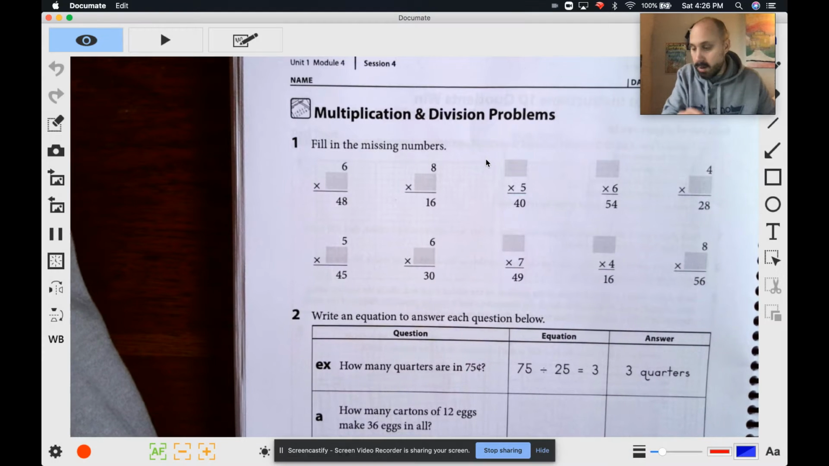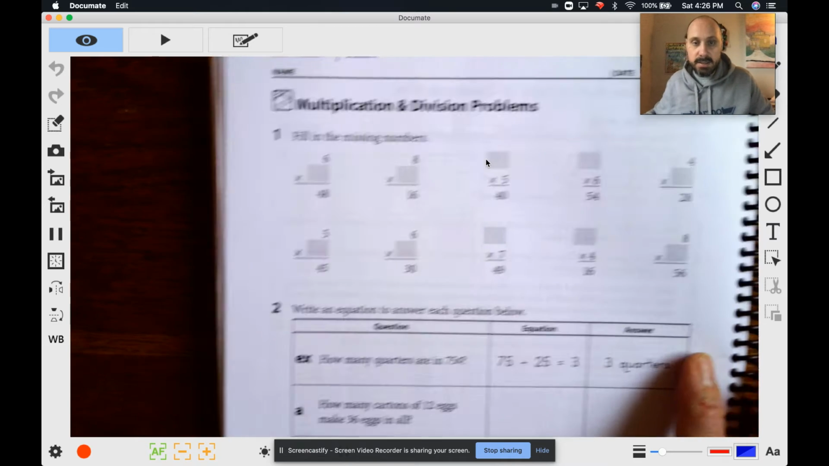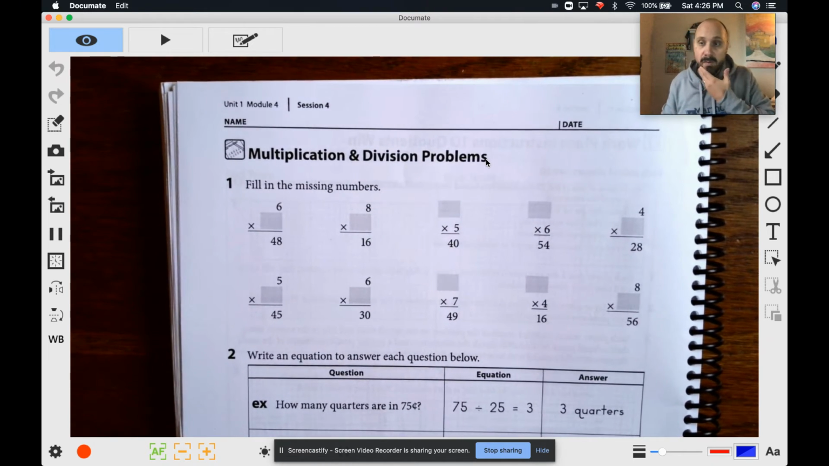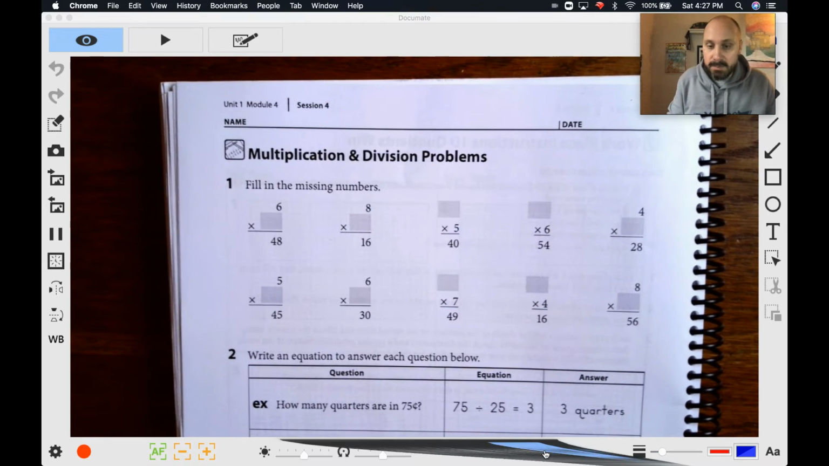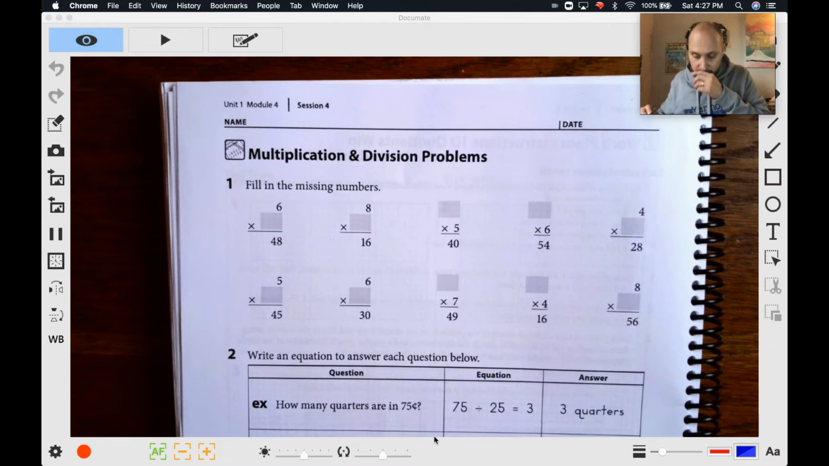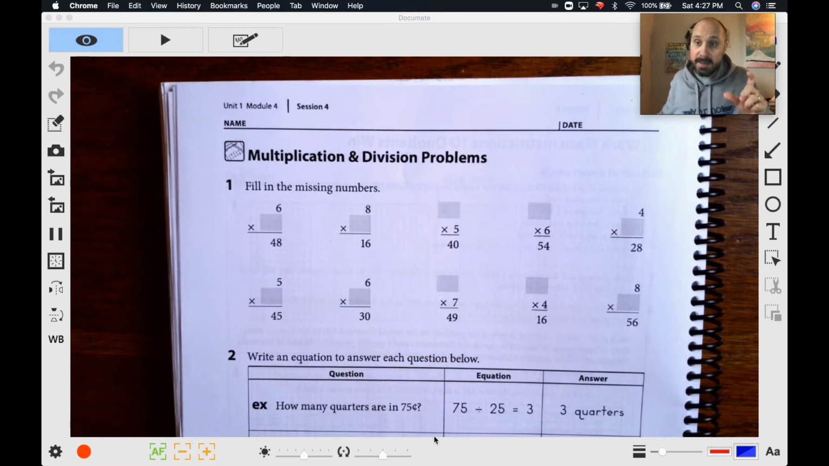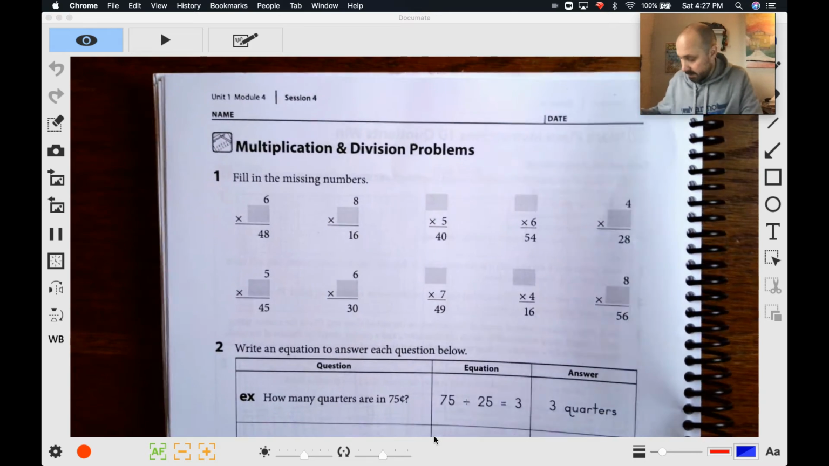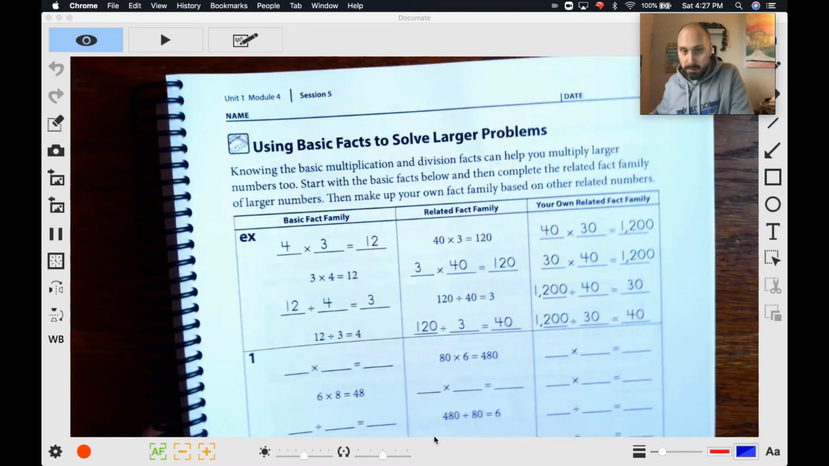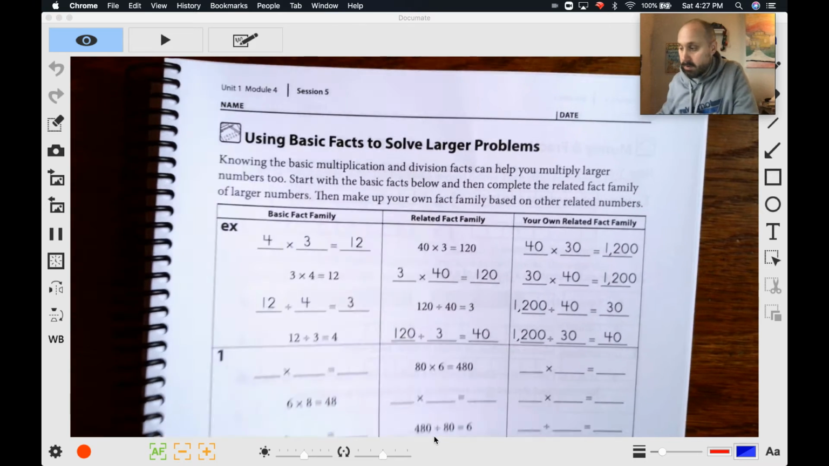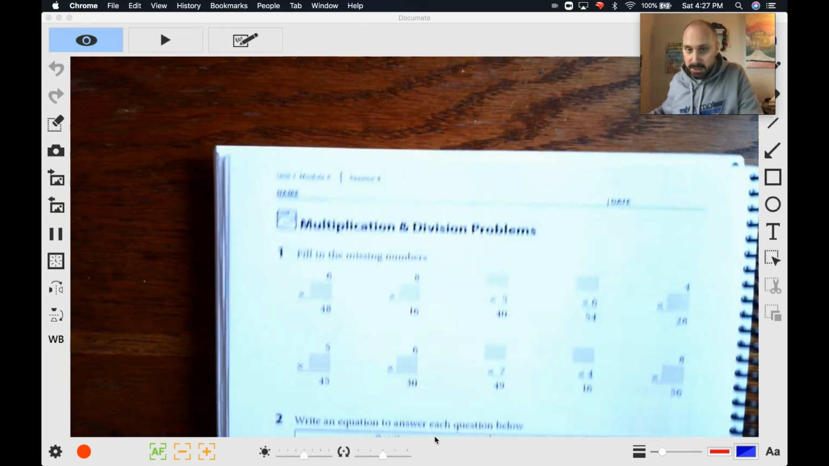There we go. All right, so this is lesson number 2, but it's kind of a middle road for this week. This is some review work for multiplication and division problems, kind of looking at the relationships between the two on page 30. And then we're also going to do page 31 while we're here, using basic facts to solve larger problems. So I'm going to walk through those 2 pages.